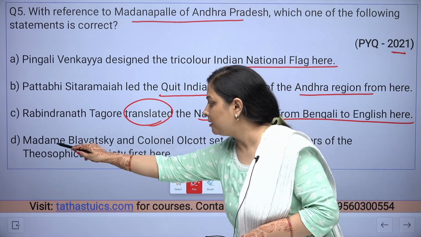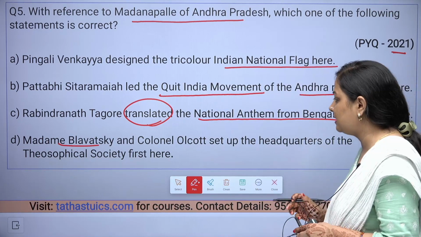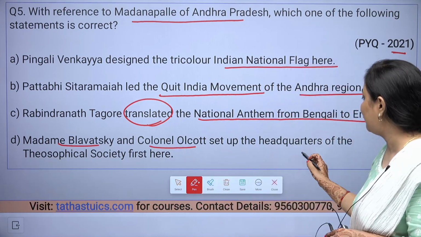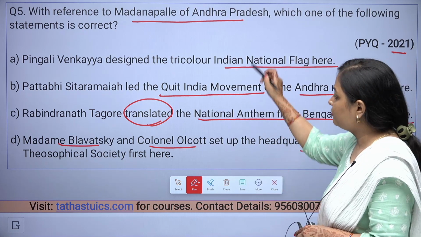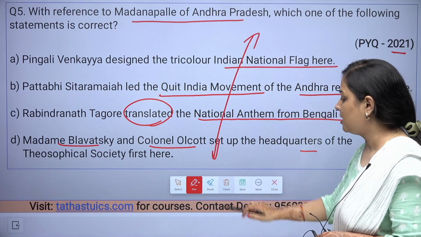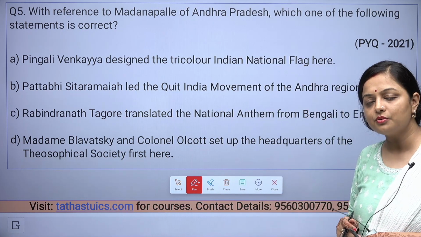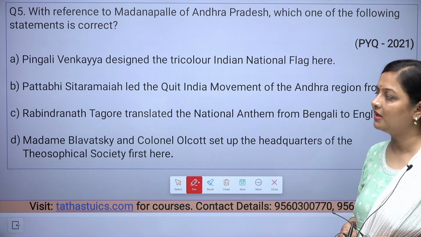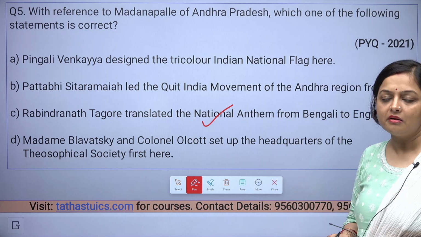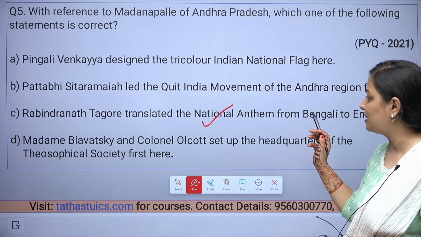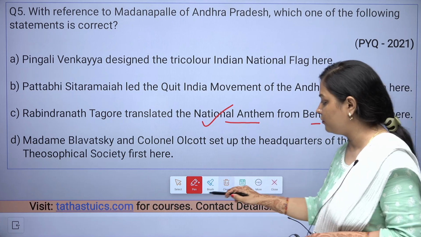Last is Madam Blavatsky and Colonel Olcott set up the headquarters of the Theosophical Society first here. So you are supposed to find out which of these are correct. This was really very difficult, as I told you yesterday itself, one of the most difficult questions to crack. Here the answer is option C. This is the place where Rabindranath Tagore actually translated our national anthem from Bengali to English.